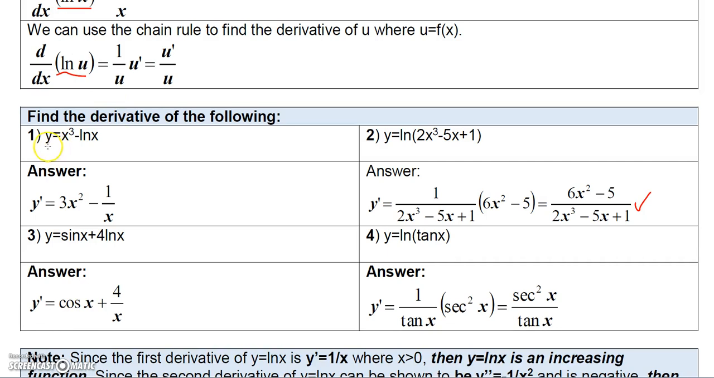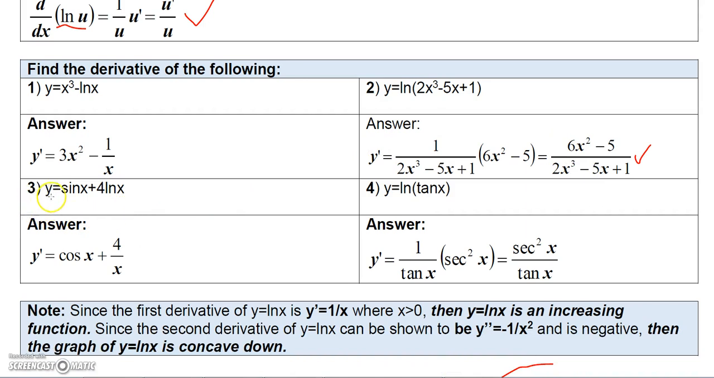Okay, so number 1 here, finding the derivative of this is straightforward. Apply the power rule to x cubed, you get 3x squared. Apply the log rule to natural log of x, and its derivative is 1 over x. Here I'm going to apply the rule up here that I gave you. So here I have the natural log of u, and so the derivative of that would be 1 over u, and then times u prime, which is the derivative of 2x cubed minus 5x plus 1. And then you can write that as a rational expression.